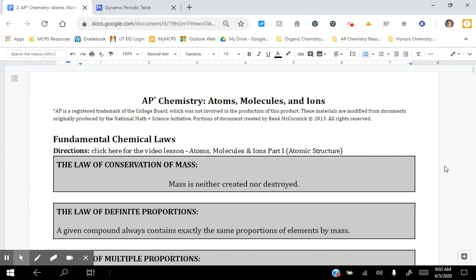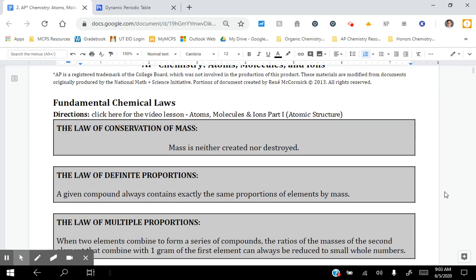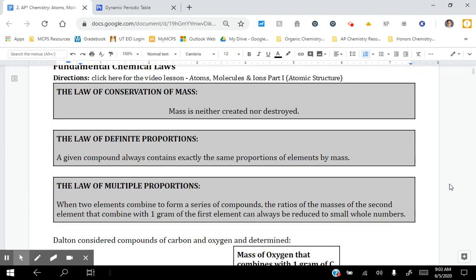So when we look at chemical writing and chemical nomenclature and things of those matters, we need to be able to understand why these compounds are forming. So we're going to look at these three ideas here. The law of conservation of mass, which we've mentioned previously. It's this idea that mass is neither created nor destroyed.